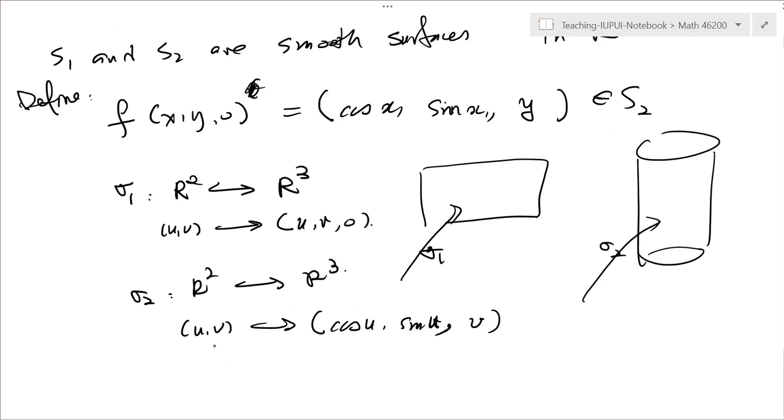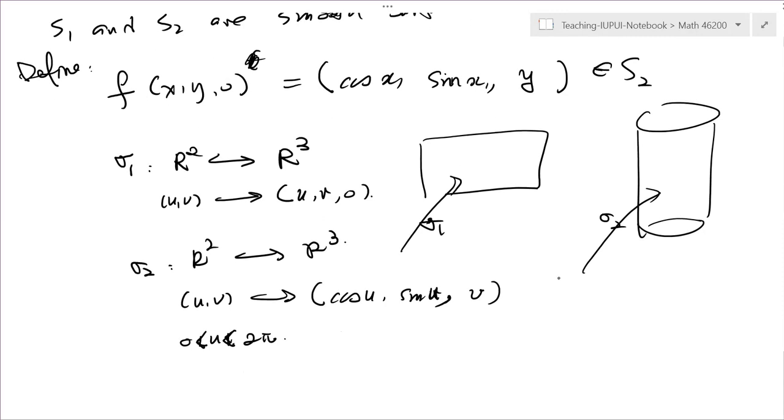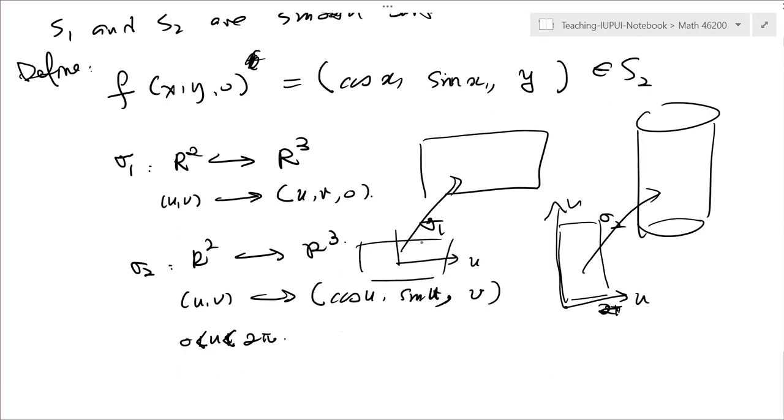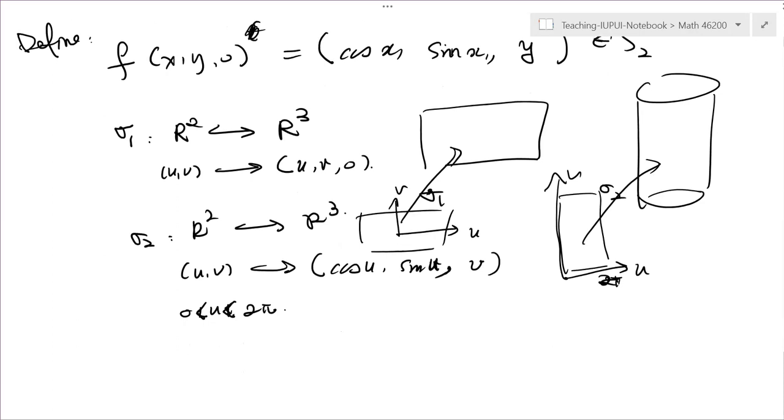Now, here I have to put a restriction. Sigma 2 is not going to be one-to-one. It's not going to be a homeomorphism. So this time U is going to be between 0 and 2 pi. That's the only restriction. Actually, we only have a strip, this is U and V is 2 pi. Here, this is a whole plane, it's the same. This is just a half.